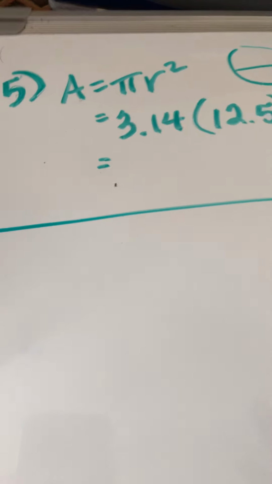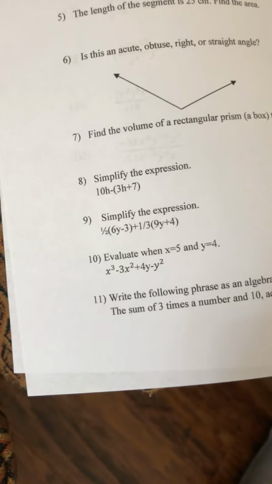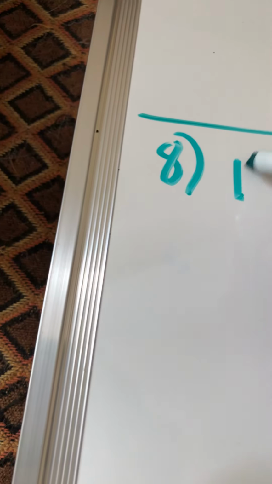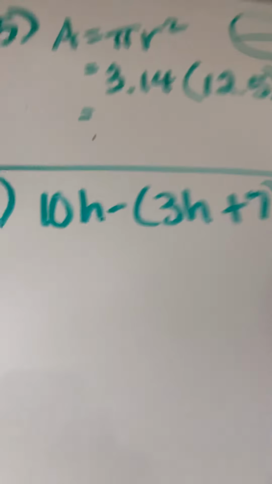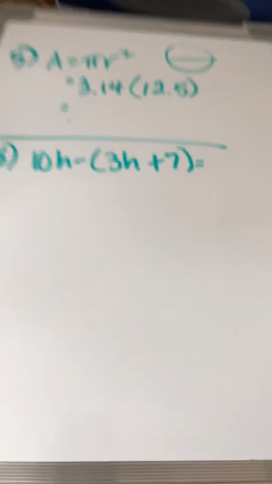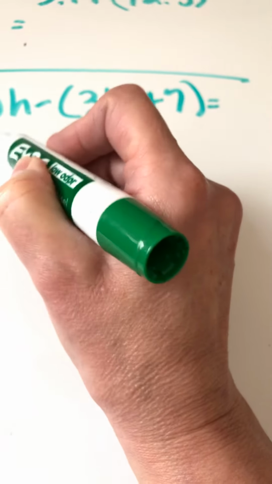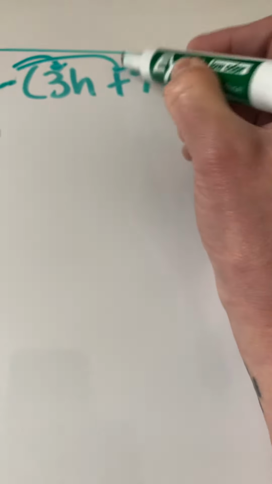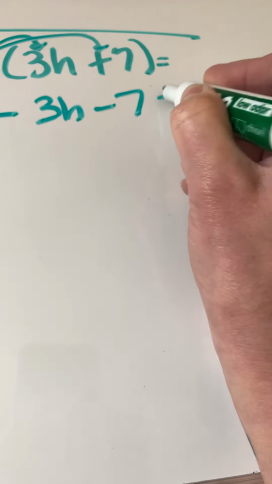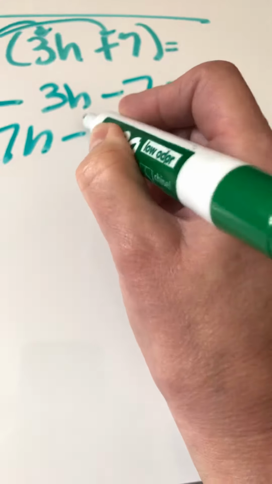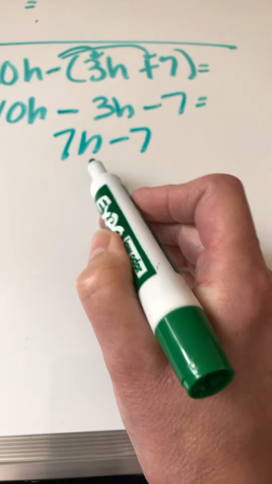It looks like you also missed number 8. You just made a little sign error on number 8. 10h minus 3h plus 7. Okay, and this is a very common mistake. This is 10h. This negative, you distribute this negative all the way through, so you actually have minus 3h minus 7, 7h minus 7. So you just made that little sign error there.